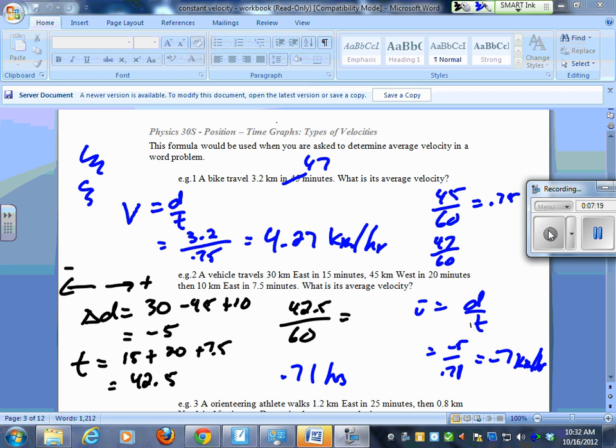Okay? So that actually was considerably harder than it looked at first, right? We had to find the total displacement, then divide it by the total time, which we had to convert to hours, and then use V bar equals D over T. You get a minus kilometers an hour. That just means that your average velocity is to the west, that's all.